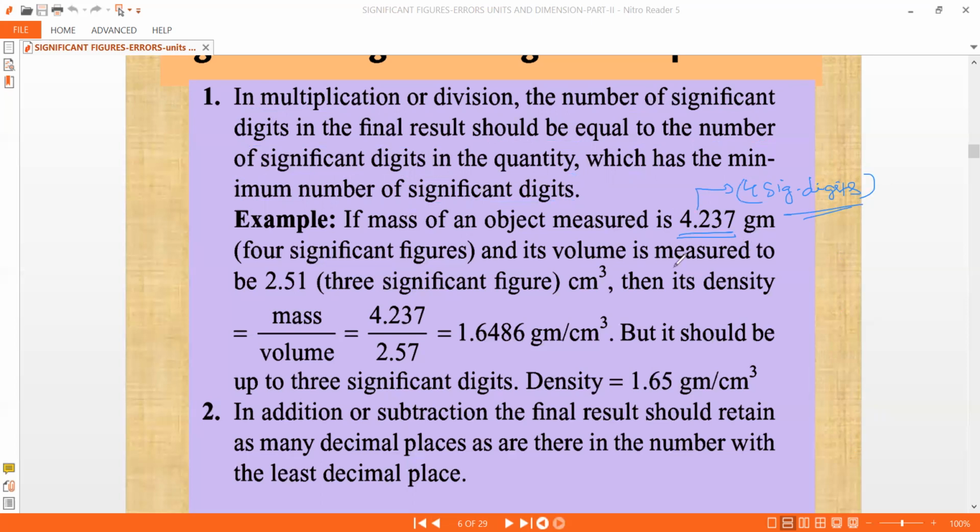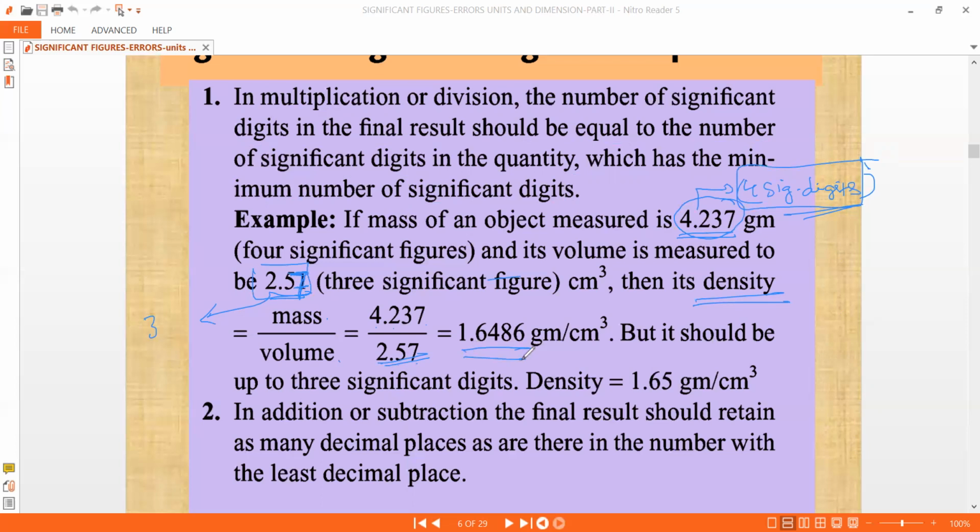And its volume is measured as 2.51. This contains 3. So what does this mean? It means that I am confident up to 4 digits here, and here I am confident up to 3 digits. So three significant figures means these three digits, 2.51, I am confident. Now I want to measure the density of a material, which is mass by volume. So 4.237 divided by 2.57, I'm putting. It's written 2.51 to 2.57, but here there is a print mistake, so it's 2.57. So you obtained this value.